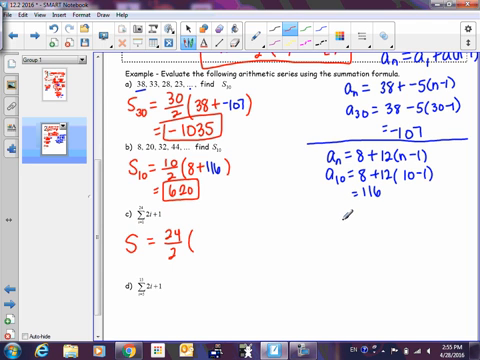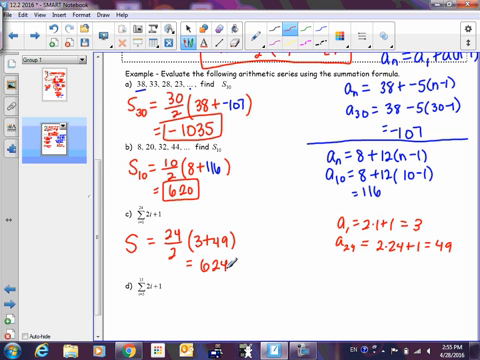Go off here to the side if you need to. So a sub 1 would be 2 times 1 plus 1. That's going to give you a 3. And then the last term, we'd look at that top number and we'd find a sub 24. That's going to be 2 times 24 plus 1. So it's still number of terms divided by 2 times, in parentheses, the first plus the last term. The rest is calculator work.